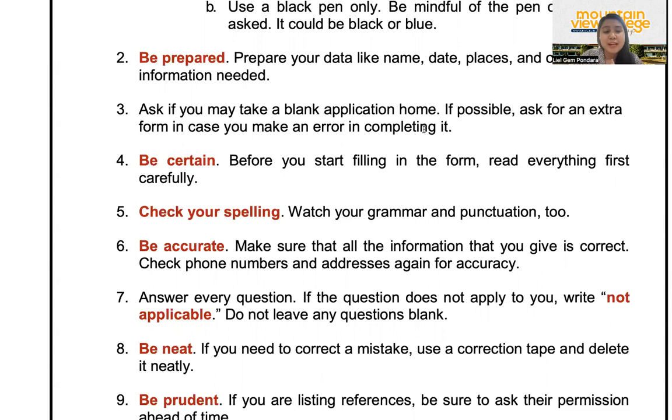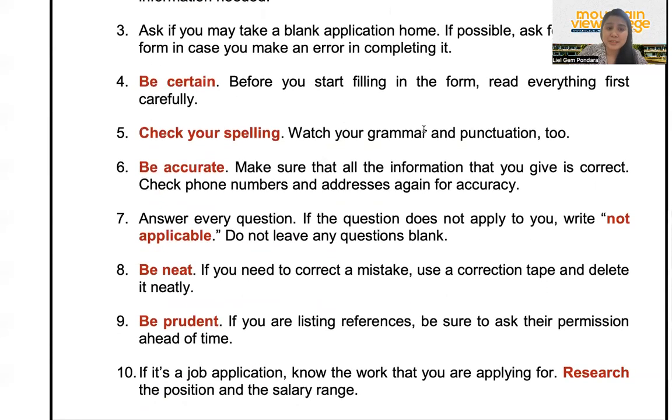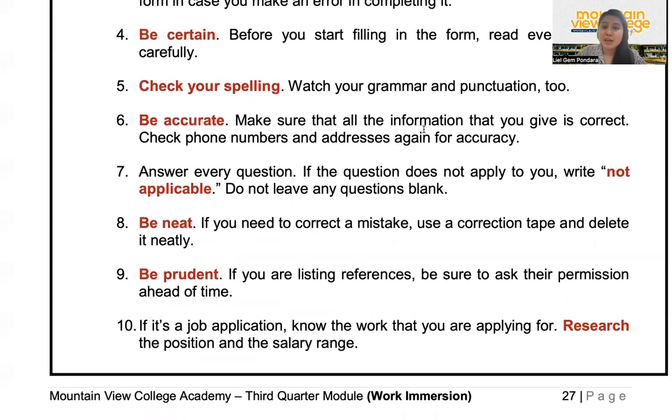For example, in the enrollment form, we're asking for your parents' contact number, just in case we have some information to share with your parents, especially with updates on your academic progress. But sad to say, some of you did not fill it out correctly. So it gives us the problem on not getting in touch with your parents. Number 7, answer every question. If the question does not apply to you, write not applicable. Do not leave any questions blank.